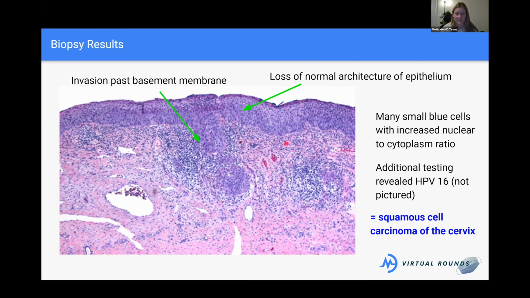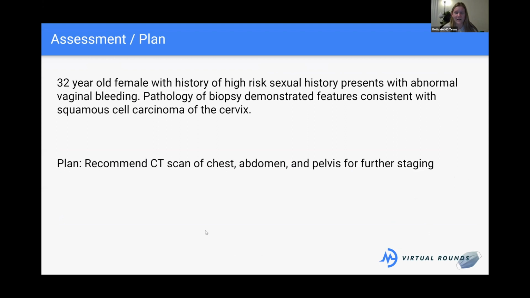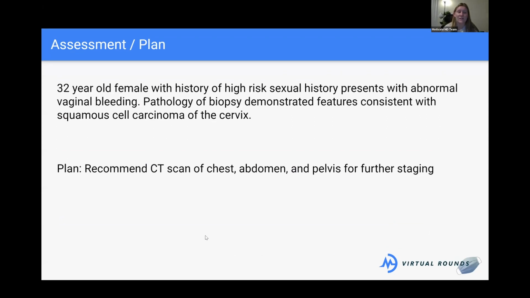Great job. Okay, so now going back to our assessment and plan, now that we have analyzed her slide, we have a 32-year-old female with a history of high-risk sexual activity who presented with abnormal vaginal bleeding. Her pathology of the biopsy demonstrated features that are consistent with squamous cell carcinoma of the cervix. So our recommended plan is going to be to do a CT scan of the chest, abdomen, and pelvis for further staging, and we can use the information from that to then make a plan for how we're going to treat her cancer.